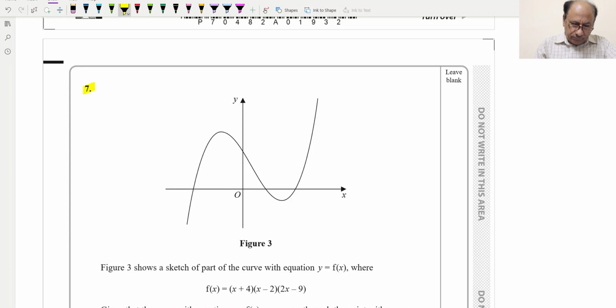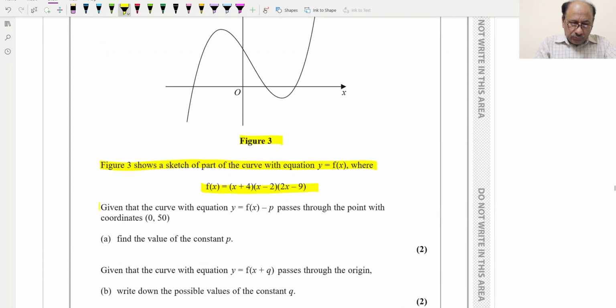Question number 7. Figure 3 is provided. Figure 3 shows a sketch of part of the curve with equation y is equal to f of x, where f of x is given here. Given that the curve with equation y is equal to f of x minus p passes through the point with the coordinates 0 and 50, find the value of the constant p.